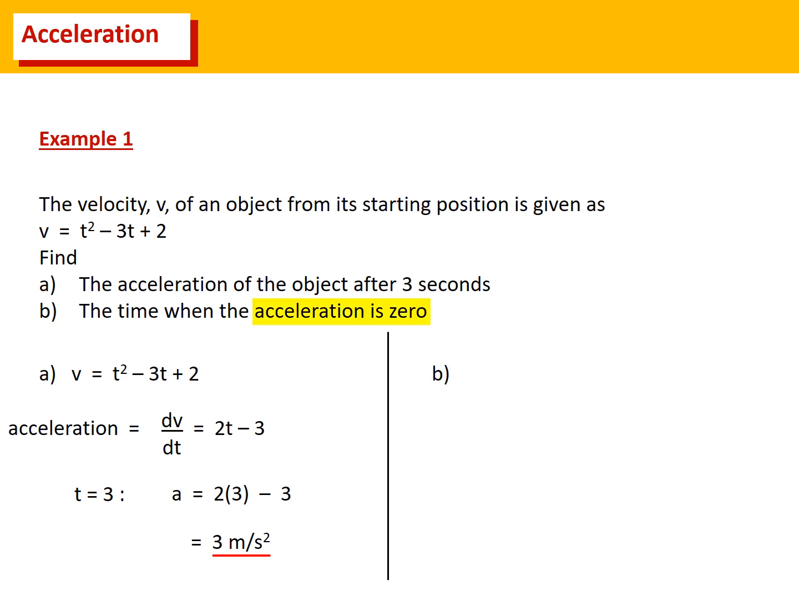In part B, we want the time when the acceleration is 0, so we put our expression for acceleration, which is 2t subtract 3, we put that equal to 0, and that gives us 1.5 seconds.